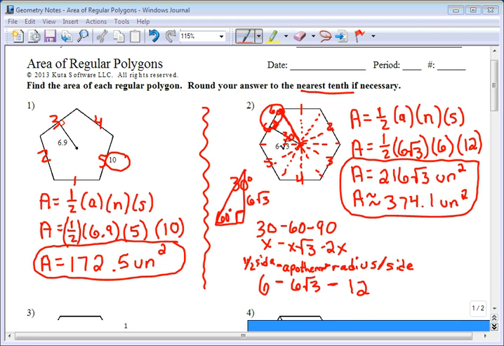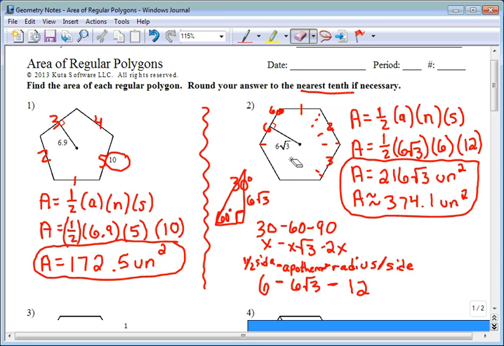Just a quick note before we move on to problem 3, it came to my attention that not all of the copies copied correctly, so I want to be very clear that this problem is intended to have an apothem that is labeled as 6 radical 3 units. That 6 radical 3 should be given to you. If you can only see the 6, it was just a bad copy, but it should be 6 radical 3.